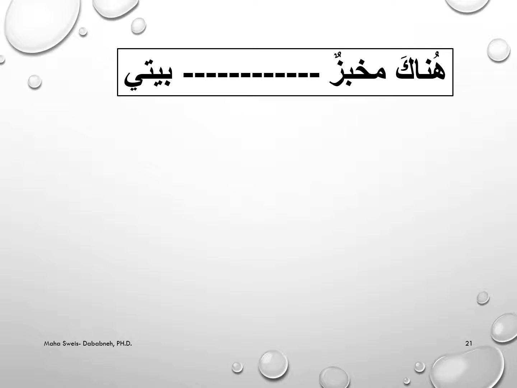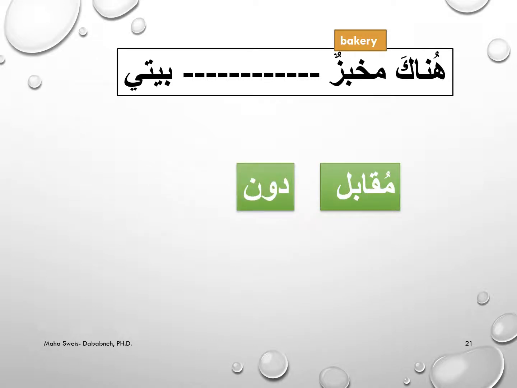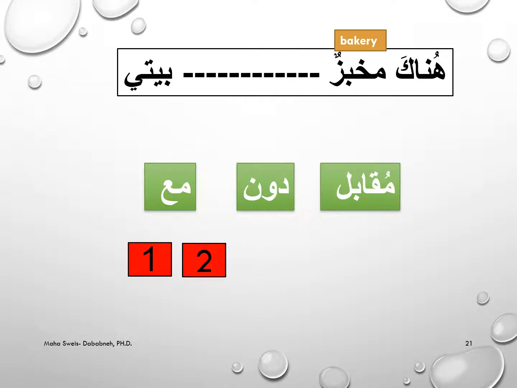هناك مخبز blank بيتي. مقابل، دون، مع. The correct answer is هناك مخبز مقابل بيتي.